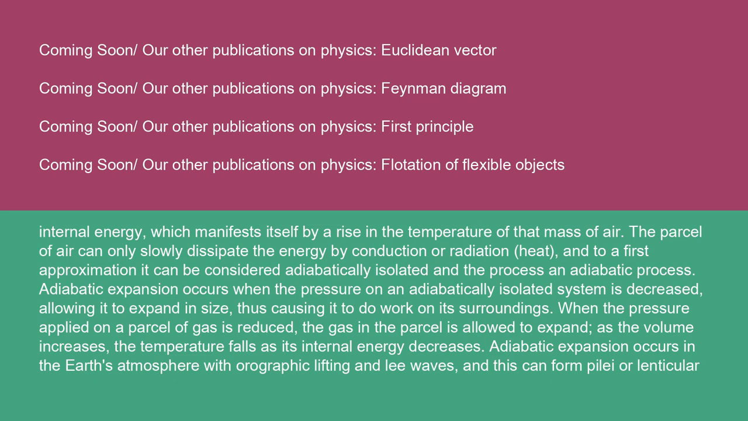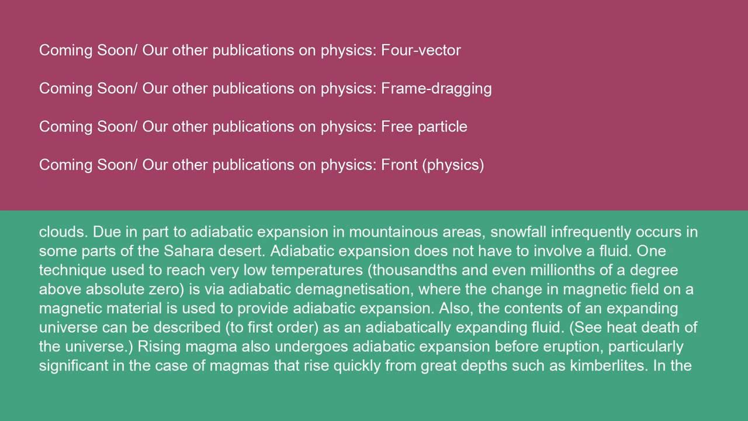Adiabatic expansion occurs in the Earth's atmosphere with orographic lifting and lee waves, and this can form pileus or lenticular clouds, due in part to adiabatic expansion in mountainous areas. Snowfall infrequently occurs in some parts of the Sahara Desert. Adiabatic expansion does not have to involve a fluid. One technique used to reach very low temperatures, thousandths and even millionths of a degree above absolute zero, is via adiabatic demagnetization, where the change in magnetic field on a magnetic material is used to provide adiabatic expansion.